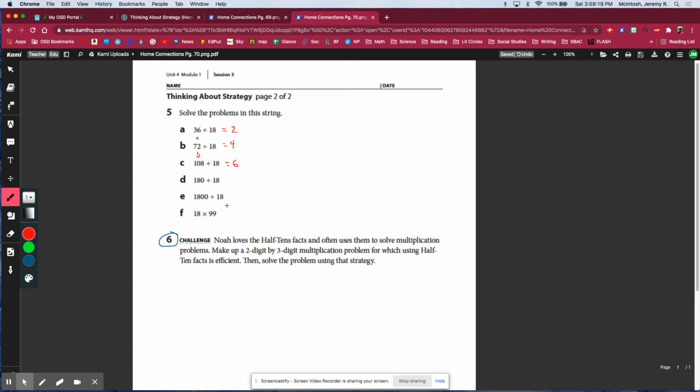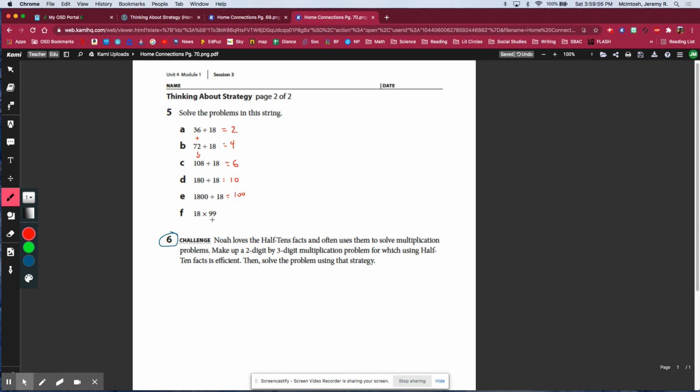Now 180 divided by 18. So really, if it was 18 divided by 18, it would just be 1, right? But this is 180 divided by 18, so it's 10 more. So the answer will be 10. Does that make sense? So if it was just 18 divided by 18, it would be 1. But since this is 18 times 10 divided by 18, the answer is 10, power of 10. And then this would be 1800 divided by 18, which is just 10 times more than that, because it's 1800.